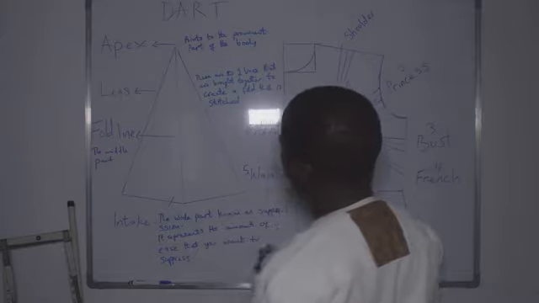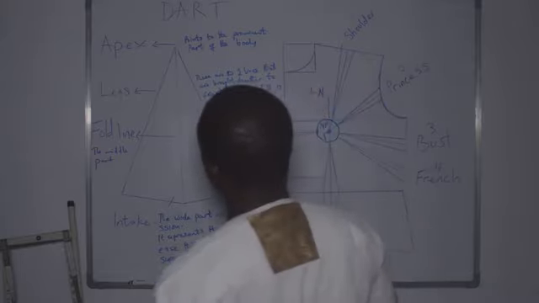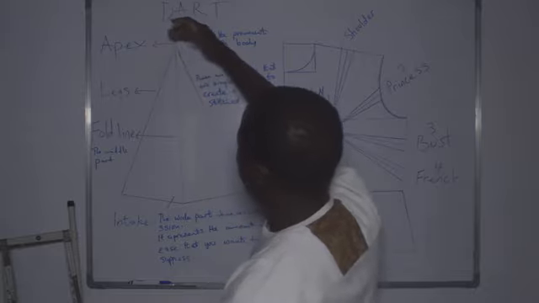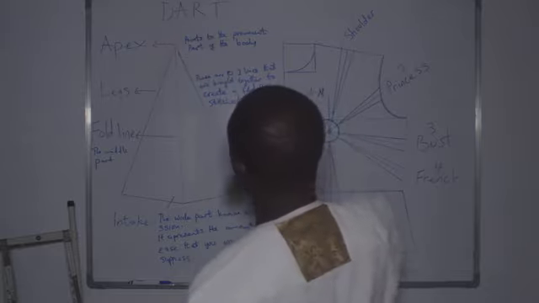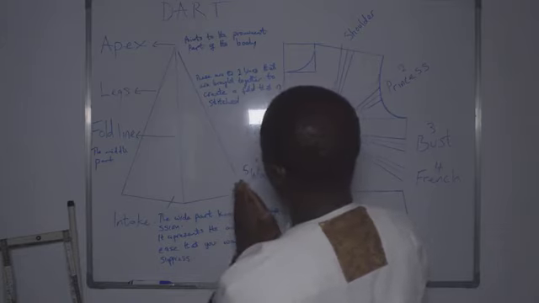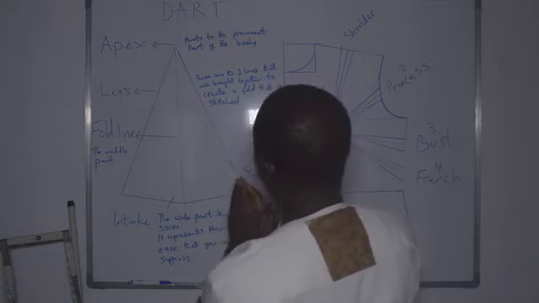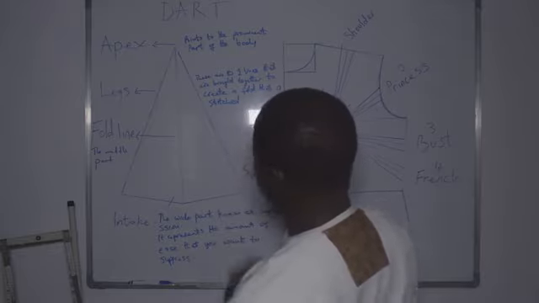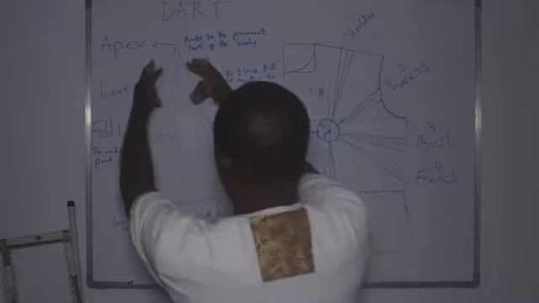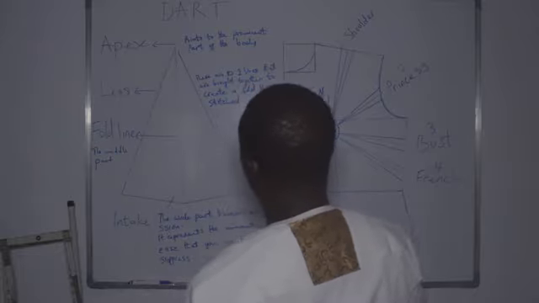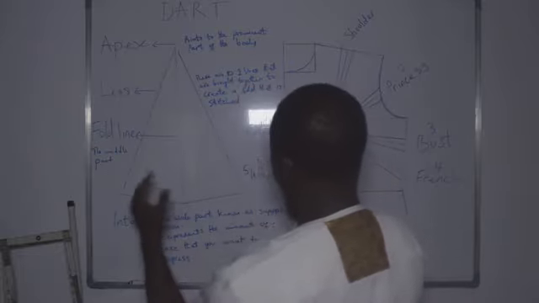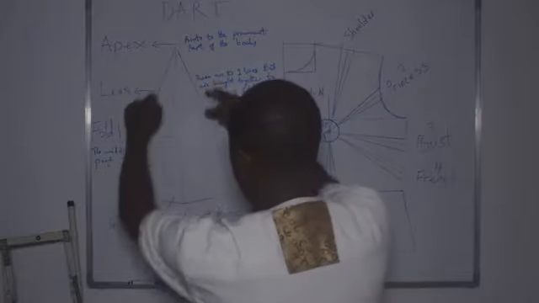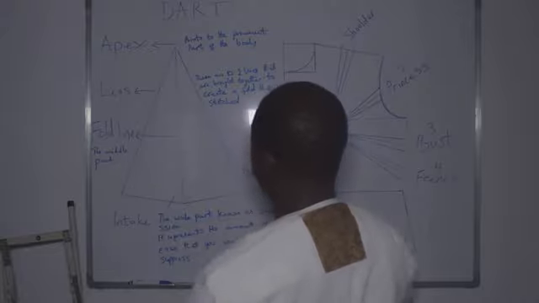There are four basic parts of a dart. The first one, we have the apex, which is the topmost part of the dart. The apex points to the prominent part of the body, 1 inch towards the prominent parts. Then we have the two legs of the dart. These are two lines that are brought together to create a fold that is stitched. On these two lines, we make our stitches.